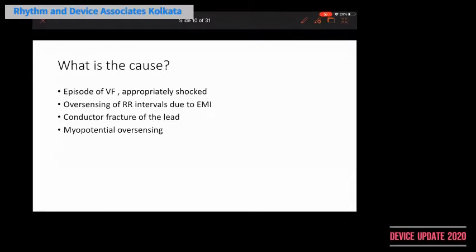Okay, so you think it is a lead fracture. I have given 4 options. So you are taking option 3, that is the conductor fracture of the lead. Another option was high potential oversensing. Another option was given as oversensing of RR intervals. Okay, so we'll come to what it is now.